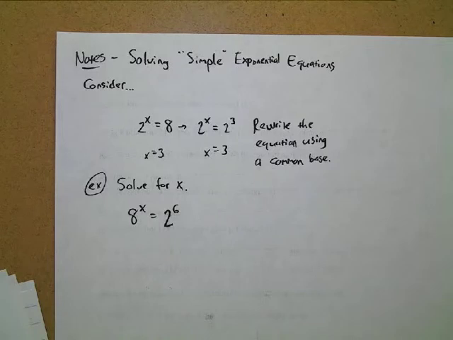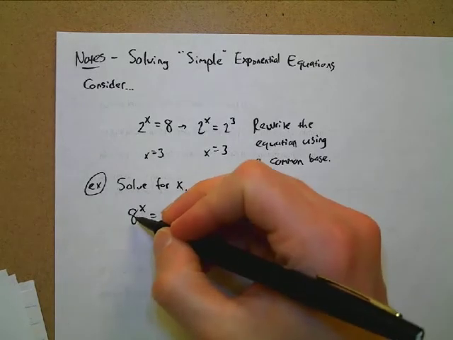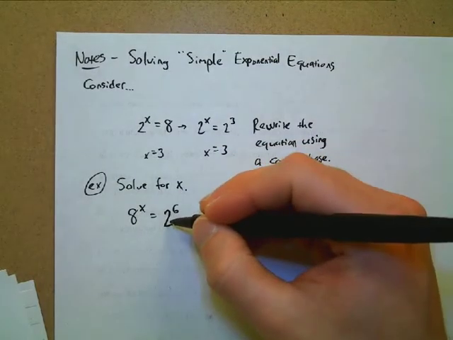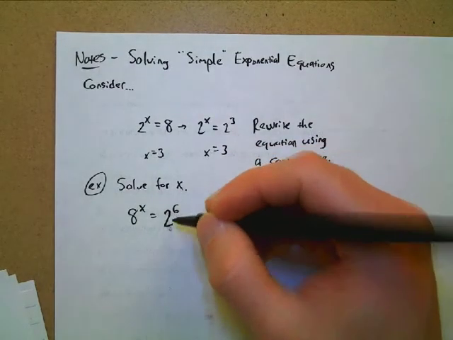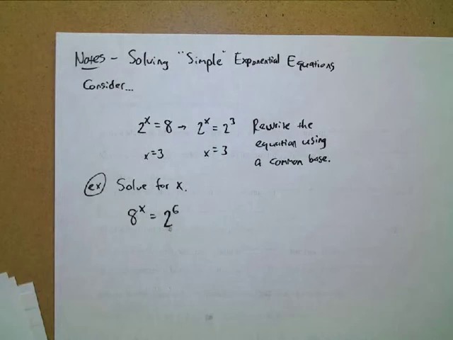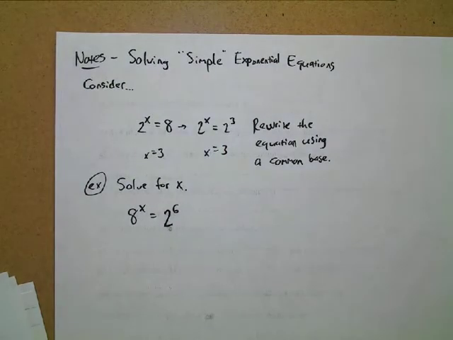We have 8 as one base over here to the x. We have 2 as a base over here to the 6th. What's going to be our common base here? 2. Right. Why 2? Because 8 is a power of 2. We can rewrite 8 as a power of 2. 8 is 2 to what exponent? We just saw it. 8 is 2 to the third.